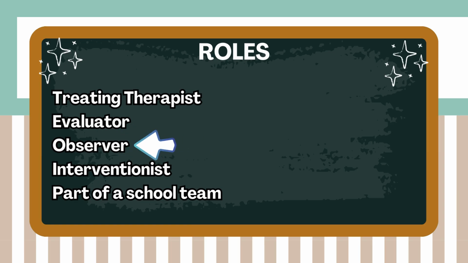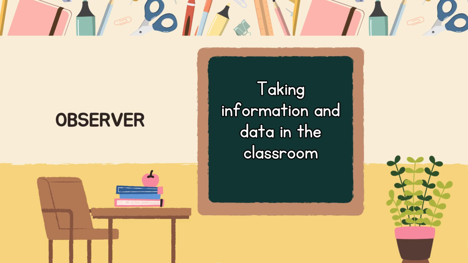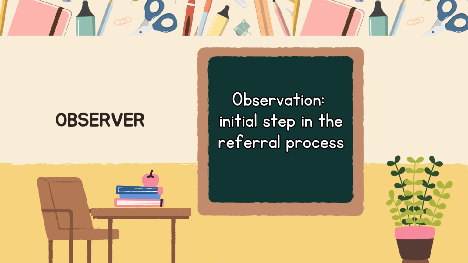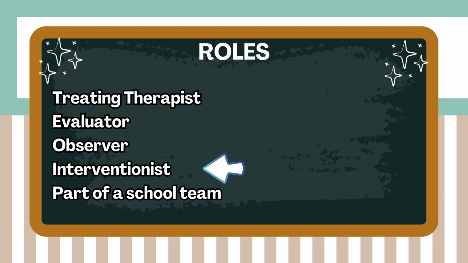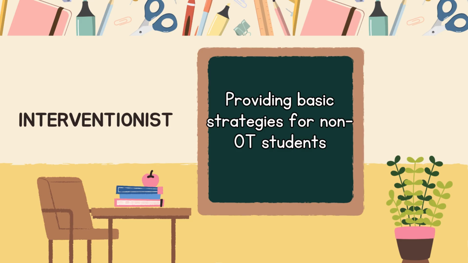As an observer, you go into the classroom and take notes and data on the student's performance in their natural environment. The observation can also be the initial step in the referral process in recommending a student to receive an OT evaluation. As the interventionist, you may give non-OT students very basic strategies and supports for the classroom.